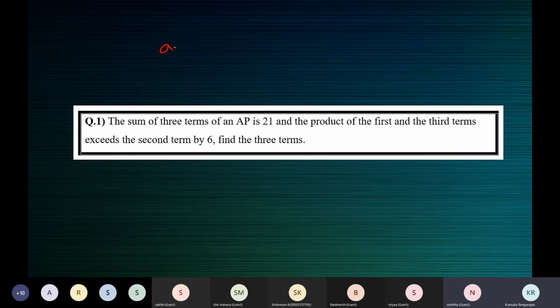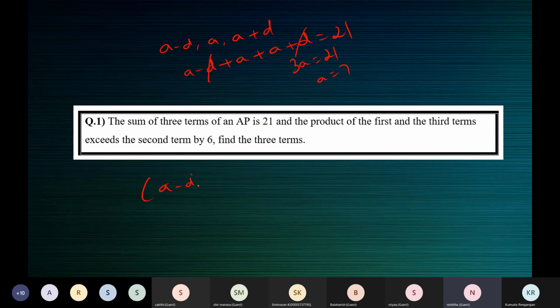Let the three terms be A minus D, A and A plus D. The sum is 21. So A minus D plus A plus D is equal to 21. Minus D plus D cancels, so 3A is equal to 21, A is equal to 7. The product of the first and the third terms: this is the first term, this is the third term.